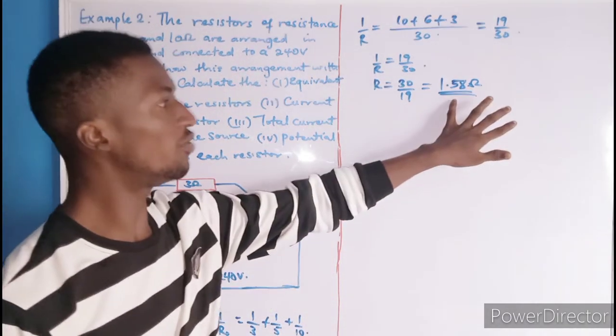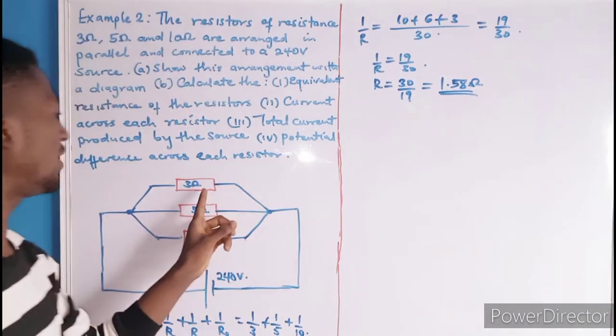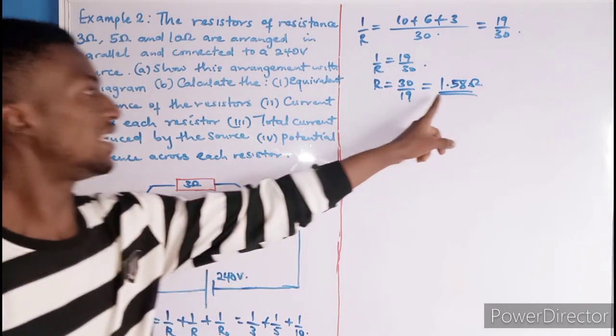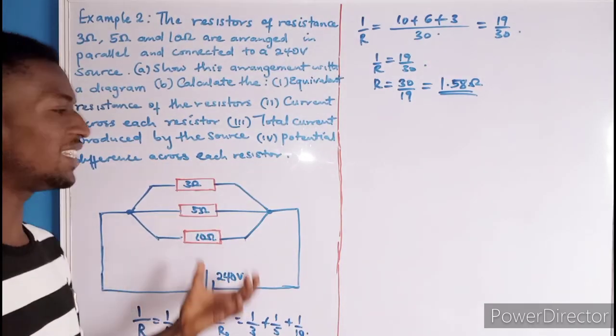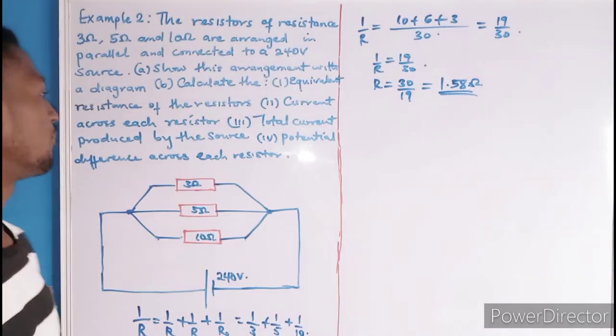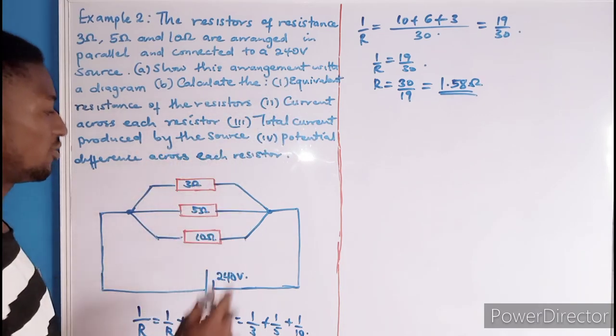Now, as I said earlier, you realize that the equivalent resistance here is less compared to the resistances here, since 3 is lesser than 5, and is as well lesser than 10. So the purpose of arranging in parallel is attained. Now, let's look at the next question. The next question says that we should calculate the current across each resistor.